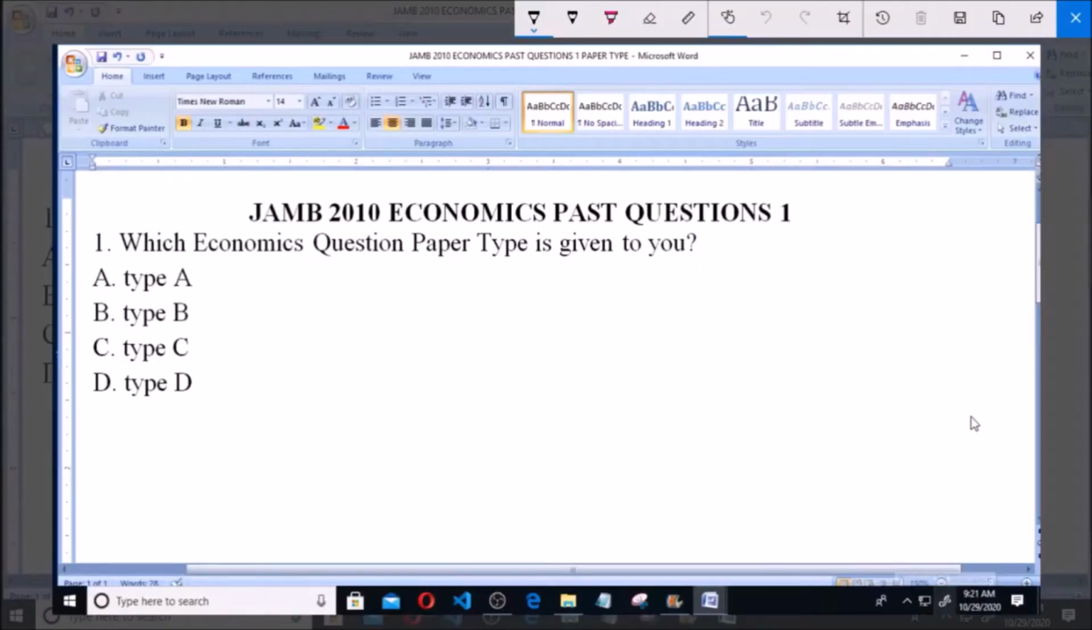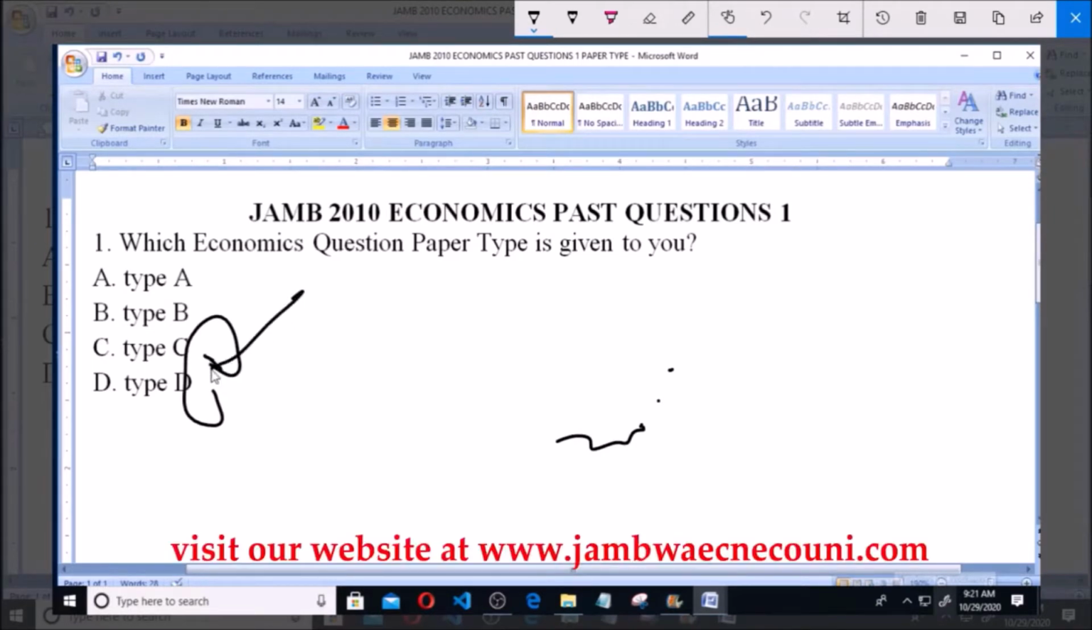Hello, JAMB 2010 Economics Past Question, question number 1. Which economics question paper type is given to you? The question type given to us from our manuscript is paper type C. So type C is the correct answer.